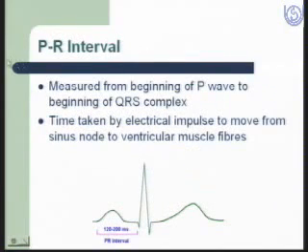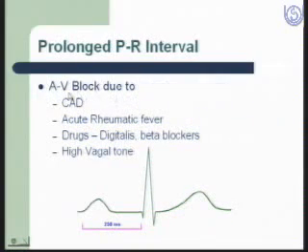Now PR interval is the interval measured from the onset of P wave to the onset of QRS complex, and it is the time taken by electrical impulse to move from sinus node to ventricular muscle fibers. Normal interval varies from 120 to 200 milliseconds, that is from 3 to 5 small squares. Prolonged PR interval is a feature of AV block, and it can occur due to coronary artery disease, in patients with acute rheumatic fever, certain drugs like digitalis or beta blockers, or in persons who have high vagal tone like athletes. In this you see a PR interval of about 250 milliseconds.